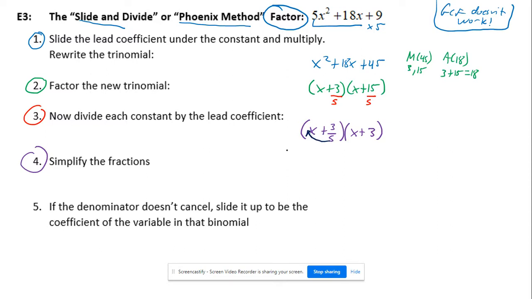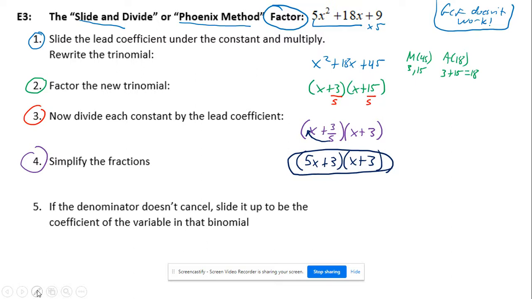This is why some people call it the Phoenix method: you rise from the ashes. You think you're done, but we're not quite. We have to rise up with the 5, and so it becomes 5x plus 3. So we got rid of that denominator, and the second factor stayed the same as x plus 3. And that's my final answer.